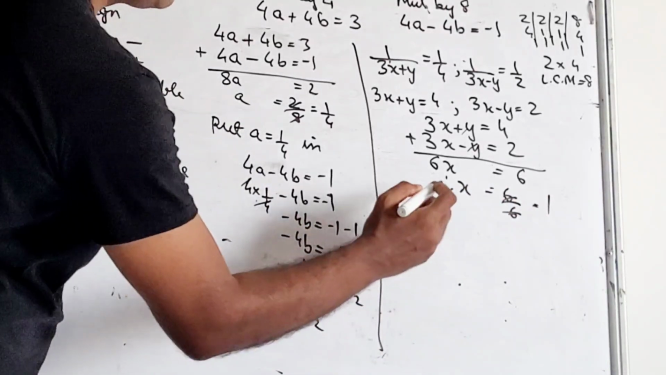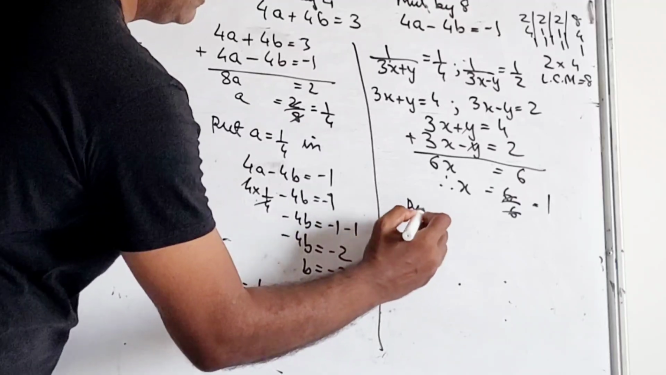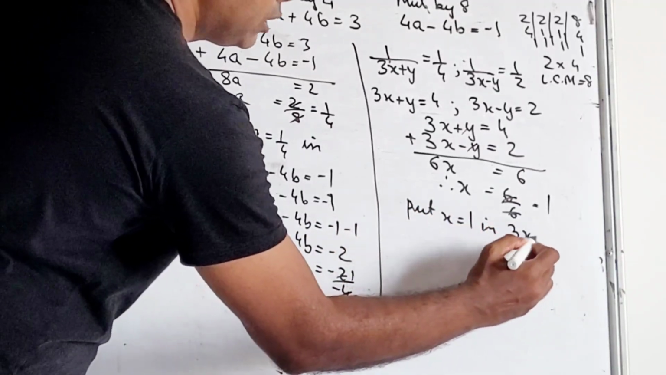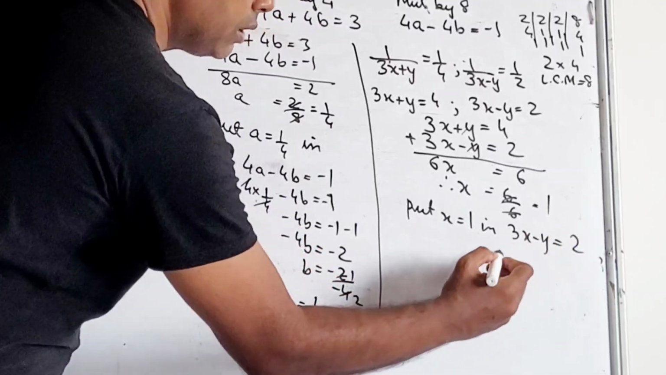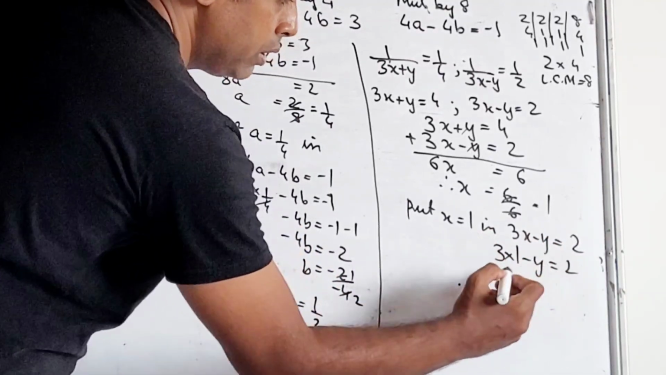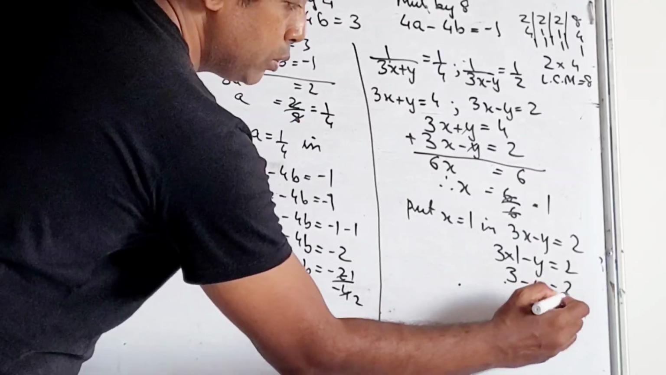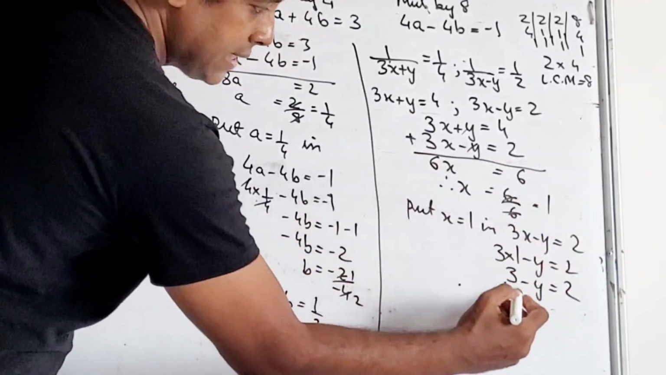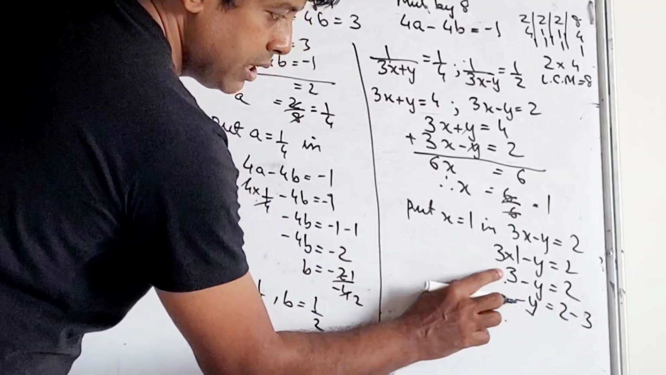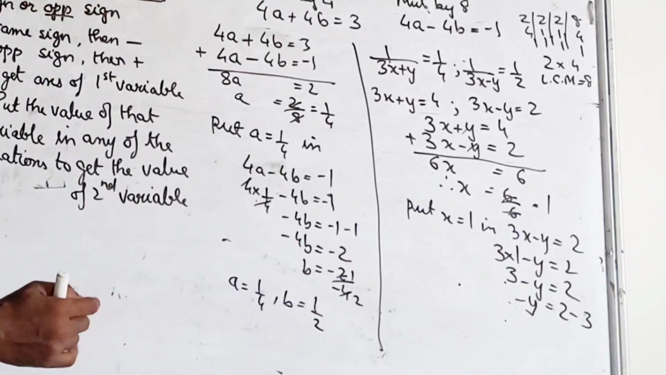And for y, put x is equal to 1 in, say, 3x minus y is equal to 2. So putting x value 1, 3 into 1 minus y is equal to 2. That is 3 minus y is equal to 2. 3 goes that side. Don't forget the sign. Minus 2 plus, it's plus 3. So when it goes that side, minus 3.